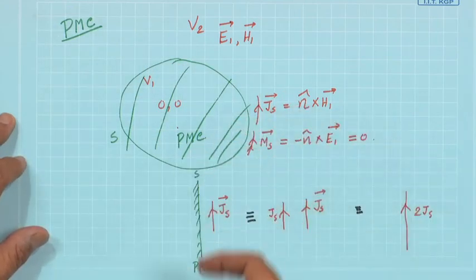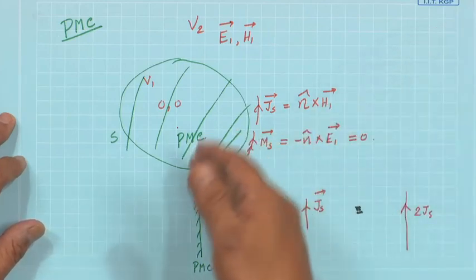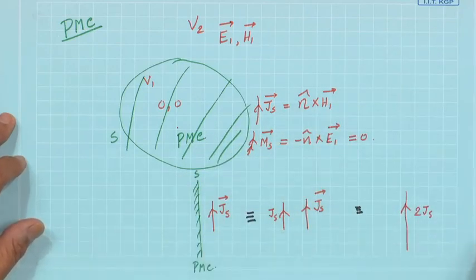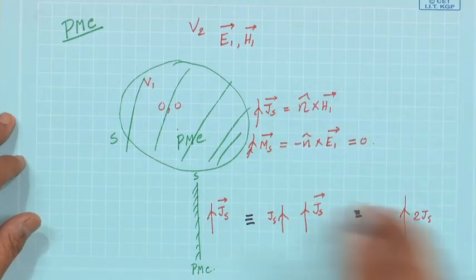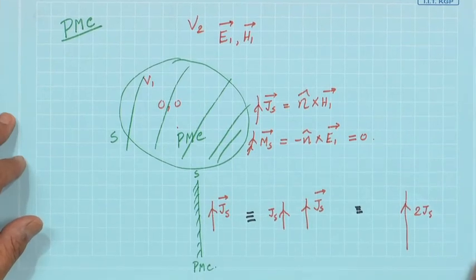Now, if this S is not an infinite plane but its curvature is much smaller than the lambda, then the infinite plane approximation holds. Depending on whether we use Love's equivalence or any other equivalence, or PMC, PEC, etc., we will proceed. Based on that, we will now discuss the topic.